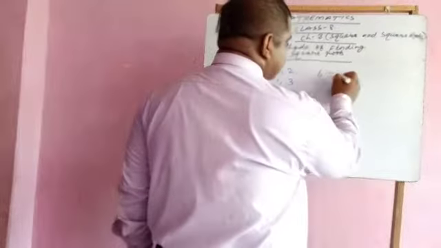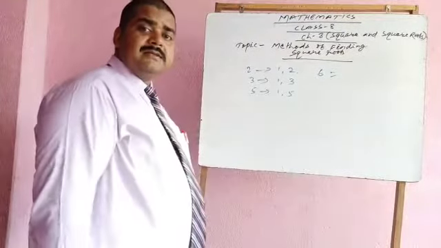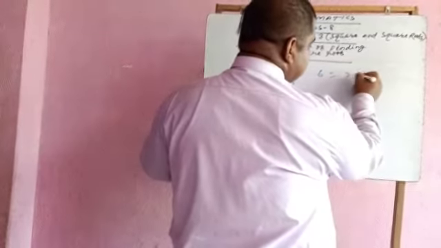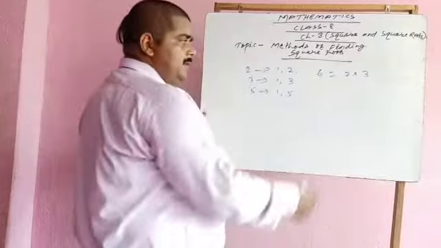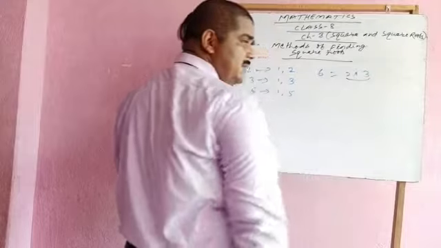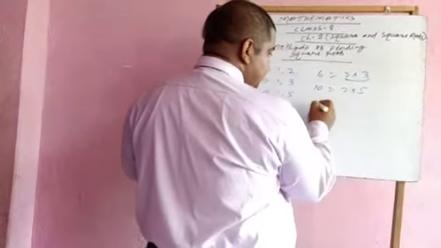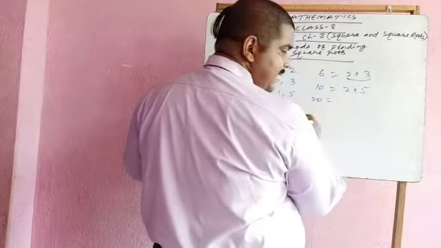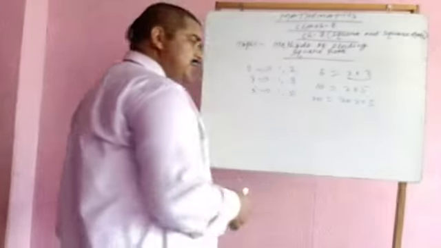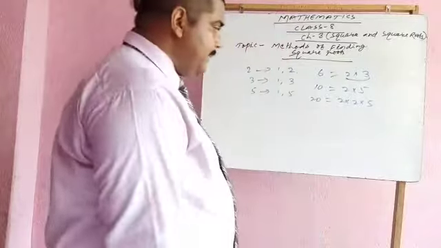Writing a number as a product of primes is known as prime factorization. You can see that 6 can be written as 2 into 3, and writing it as the product of these primes is prime factorization. 10 can be written as 2 into 5. 20 can be written as 2 into 2 into 5. Similarly, you can find the prime factorization of a given number.